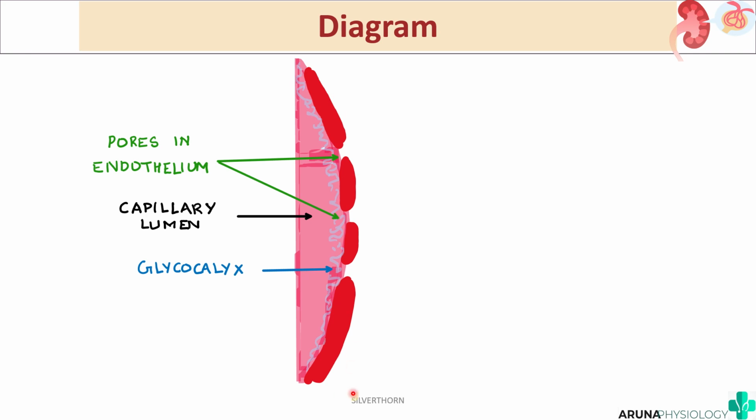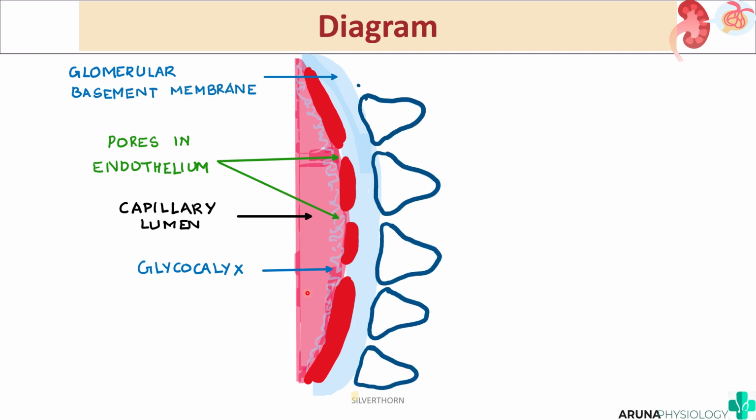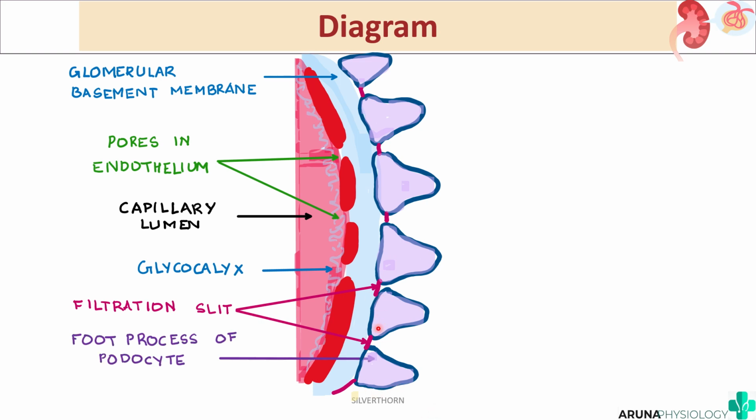Now immediately after this we've got the basement membrane. This is the glomerular basement membrane, and after that we have the foot processes of the podocyte. This is the foot process of the podocyte, and in between we've got the filtration slits. This is the foot process and this is the filtration slit. And finally, after this layer we have the lumen of the Bowman's capsule. So the layers of the glomerular capillary membrane are this endothelium here, the basement membrane, and this layer formed by the foot processes of the podocytes.